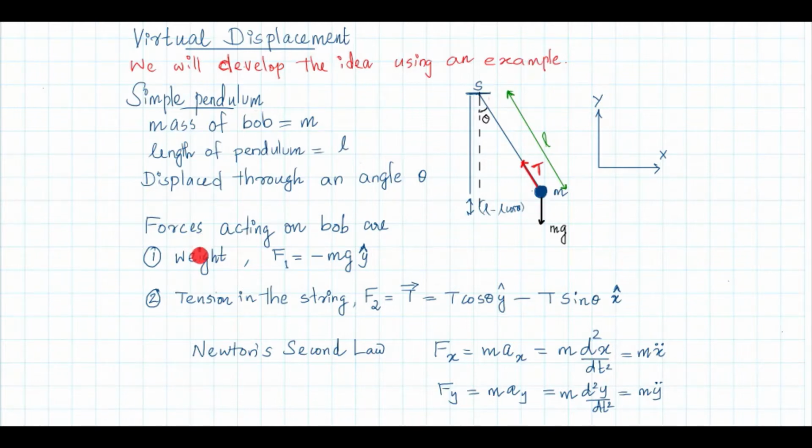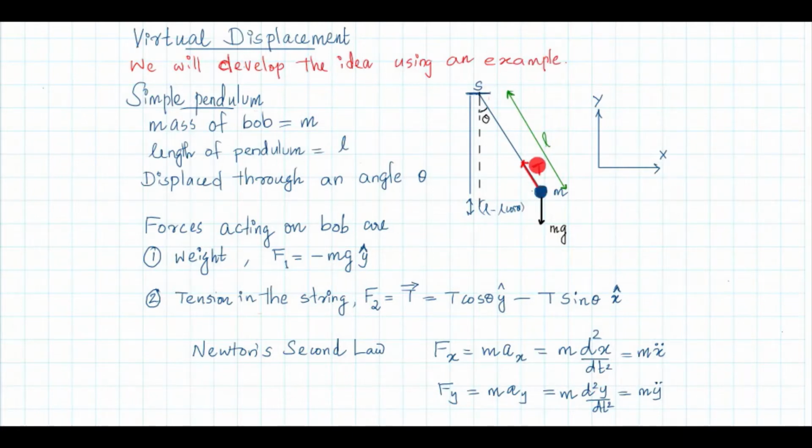So I can write the forces acting on the bob. The weight, denoted as F1, is minus mg y cap, because this is the coordinate system I used to represent: horizontal axis is x, vertical upward axis is y. Here the weight is acting vertically downward, so that will be minus mg y cap. Tension in the string is denoted as F2, that is T.